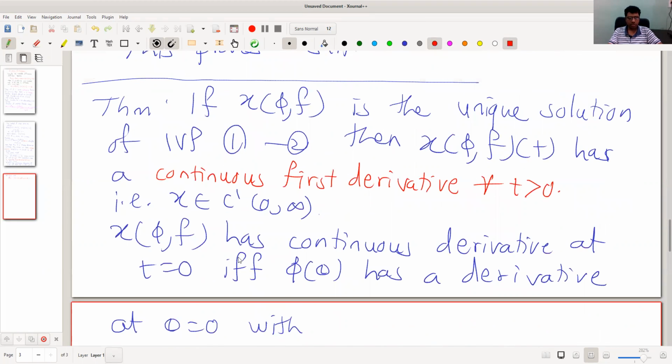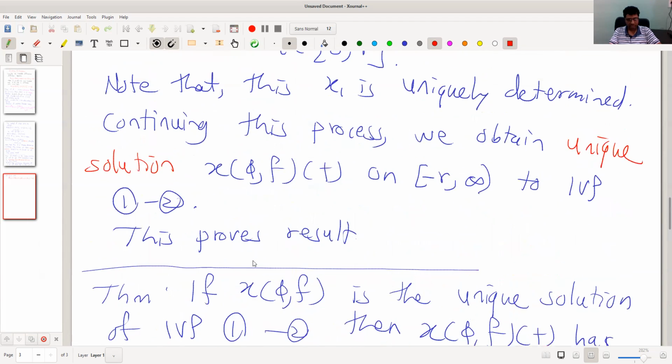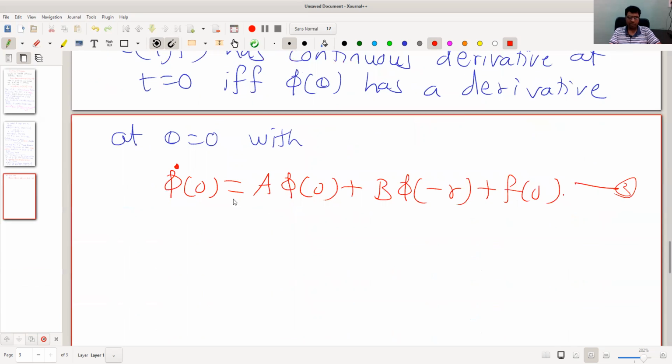Okay, so this solution is C1 for t greater than 0. It is C1 at t equal to 0 if and only if the initial function phi is differentiable at 0 and it satisfies the given differential equation.